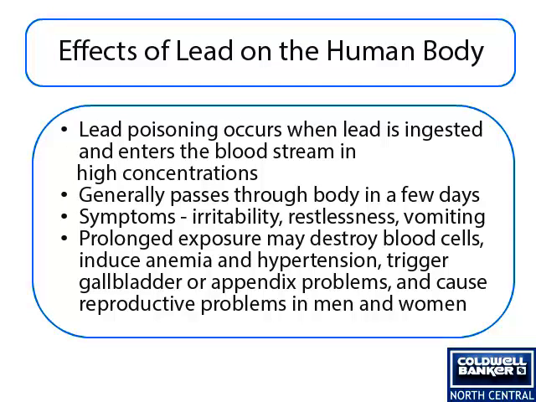There are many ways lead can affect the human body. Poisoning generally occurs when lead is ingested and enters the bloodstream with high concentrations. Typically the lead is naturally removed by the kidneys within a few days. Symptoms of low-level lead poisoning are irritability, restlessness, and vomiting. Without eliminating the lead quickly and enduring prolonged exposure, effects may include destruction of blood cells, anemia, hypertension, gallbladder or appendix problems, and even reproductive problems in both men and women.